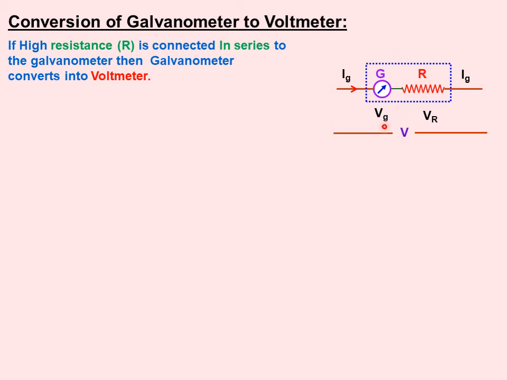So again, Ig is the current flowing through the galvanometer, R is the high resistance connected in series, Vg is the potential difference across the galvanometer coil, Vr is the potential difference across the resistor R, and V is the total potential difference. So for the total potential difference in the series combination, we know that if you connect resistances in series, then the potential difference of each and every resistor will be different. That's why Vg is the potential difference across the galvanometer and Vr is the potential difference across the resistor.